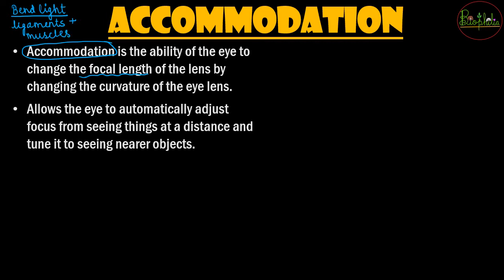So the ligaments and the muscles will work in opposition. That is, if ligaments contract, then the muscles will get relaxed, and vice versa. They will help to change the curvature of the lens. And now let us understand how the changes occur so that the lens can get accommodated so that you can see the objects very clearly.